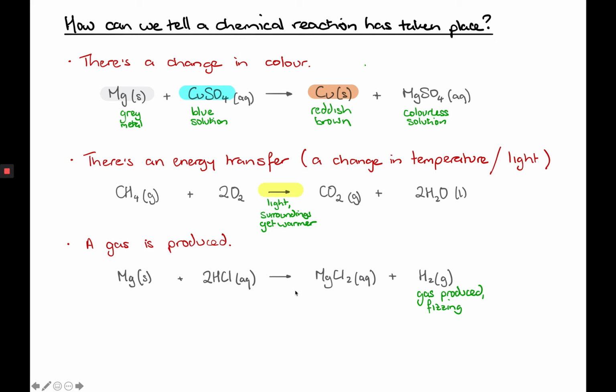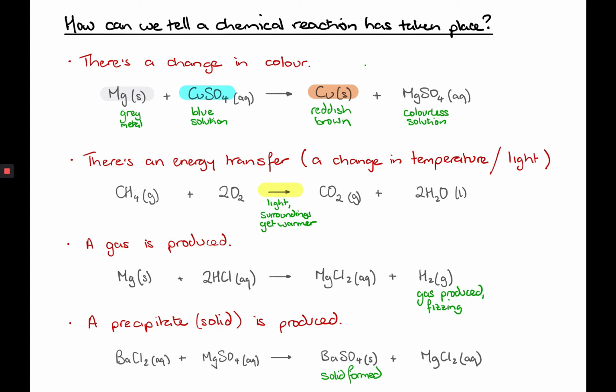And then the last one we're going to look at, which is less common at GCSE combined science, is if we have a precipitate or solid formed. So it probably makes more sense if I show you a reaction equation. You'll notice on the left-hand side with the reactants, they are both aqueous. But when you look at the products, we've got magnesium chloride, which is aqueous, but we have barium sulfate, which is a solid.